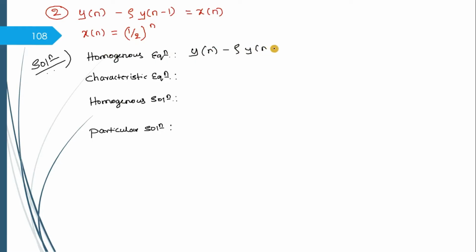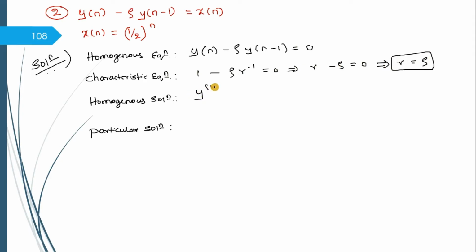Rho y of n is 0. This is the homogeneous equation. The characteristic equation is 1 minus rho r raised to minus 1 equal to 0. Multiplying by r, we get r minus rho equal to 0, or r is equal to rho. This is a root. So the homogeneous solution is of the form yh of n equals C1 r1 raised to n, where r1 is rho, so C1 rho raised to n. I call this equation 1 and this equation 2.